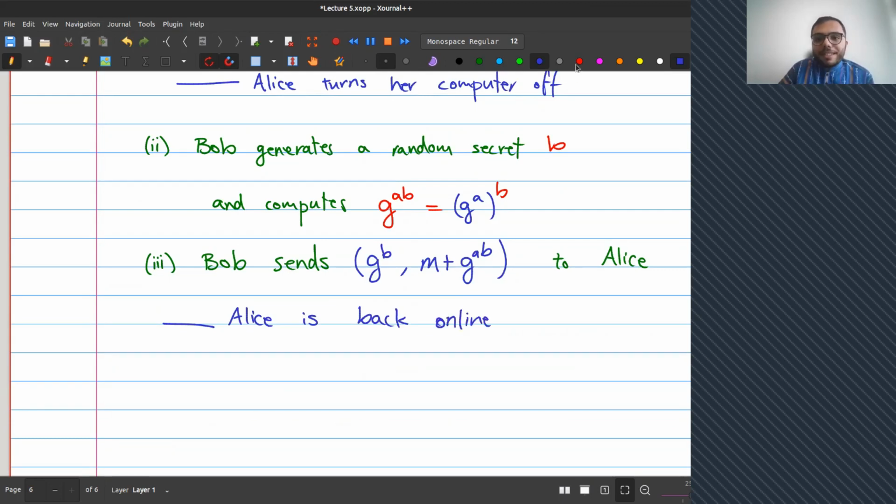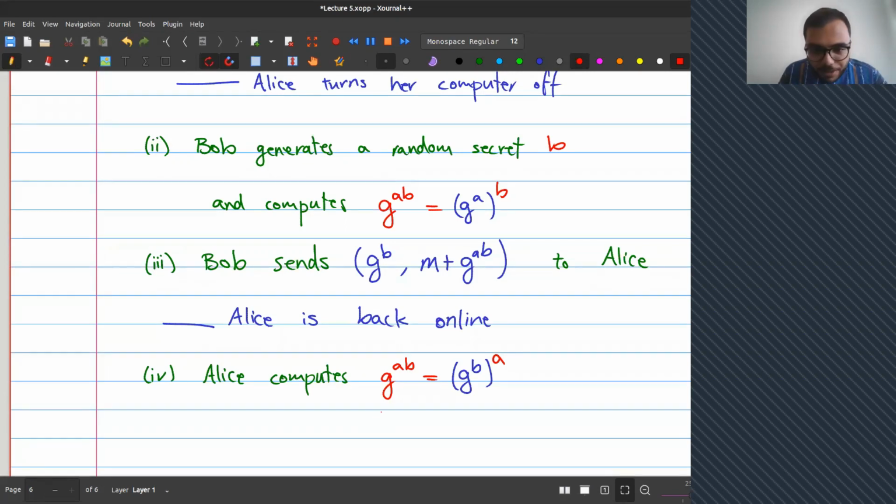So what happens when Alice is back online? Well, she can just do the same things that we did in Diffie-Hellman. So she can compute G to the power of AB. So Alice computes G to the power of AB. How does she do that? Well, she knows G to the power of B because that was something that Bob sent her. So she just takes G to the power of B. And she also knows A because A was Alice's secret. So she just raises it to the power of A. And this gives her G to the power of AB.